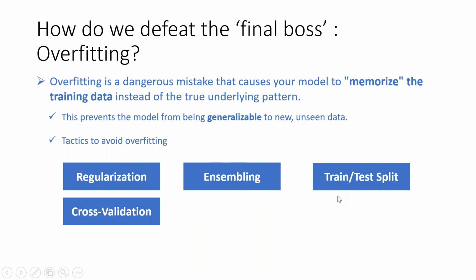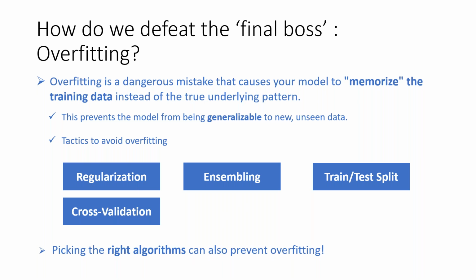Then at the time of model training, we will see how to use the data that we have very intelligently, doing a split between how much data I will use for train and what data I will use for test, and using something called cross validation. Don't worry, we'll talk about all of these, but these are the various tactics to avoid overfitting. Picking the right algorithms can also prevent overfitting. On top of that, apply regularization. Like we have talked about lasso, ridge, and elastic net algorithms.